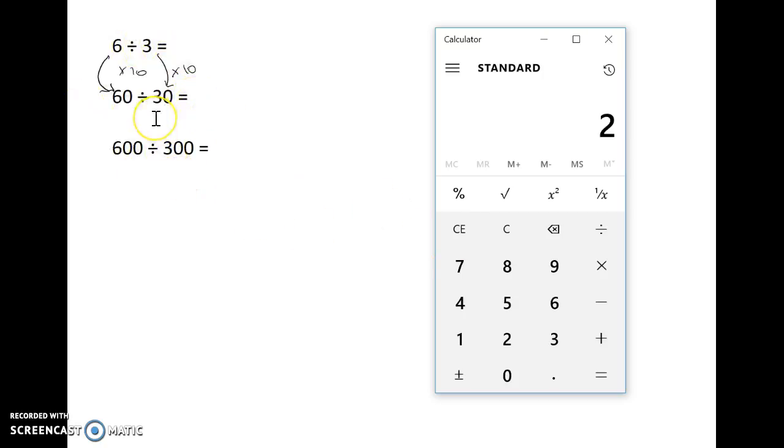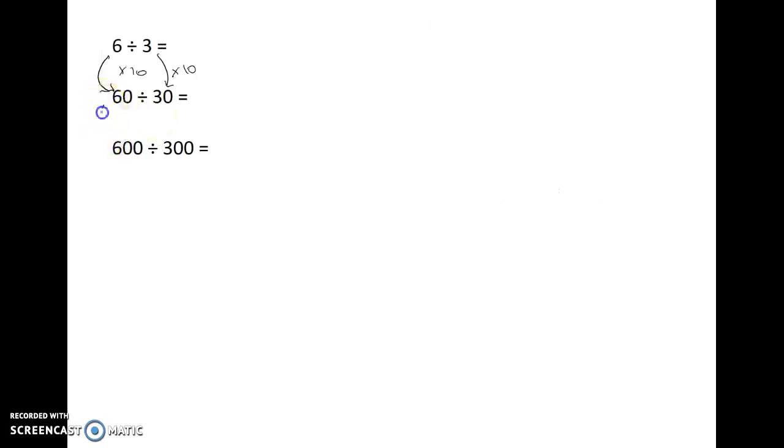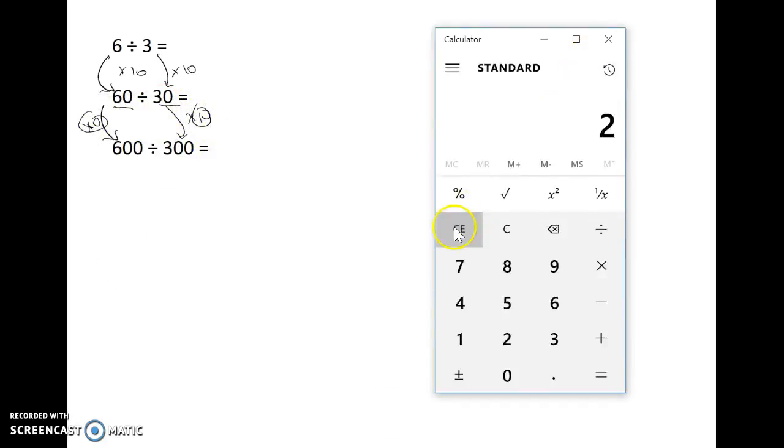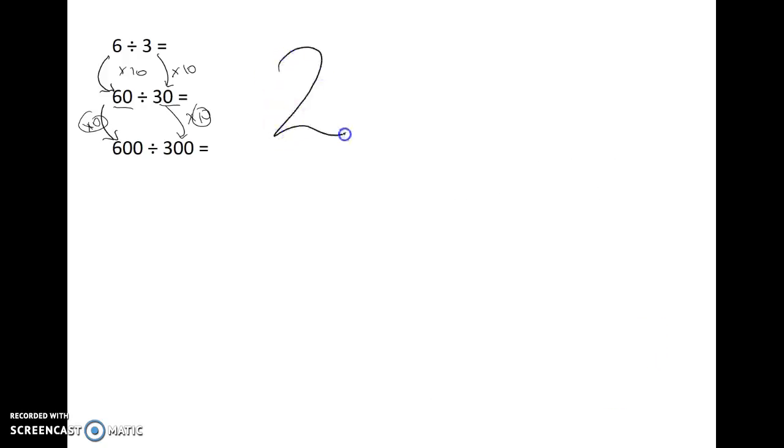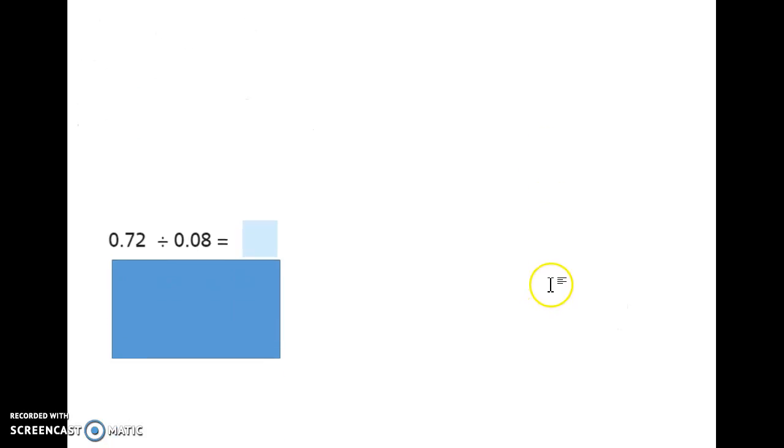Does it happen if I do it again, multiplying by another 10 and multiplying by another 10? As long as I multiply the dividend and the divisor by the same factor, it should work out. Shall we check? 600 divided by 300, and sure enough, the answer to all these problems is 2. So, that's an important rule moving forward as we start to divide by decimal numbers.